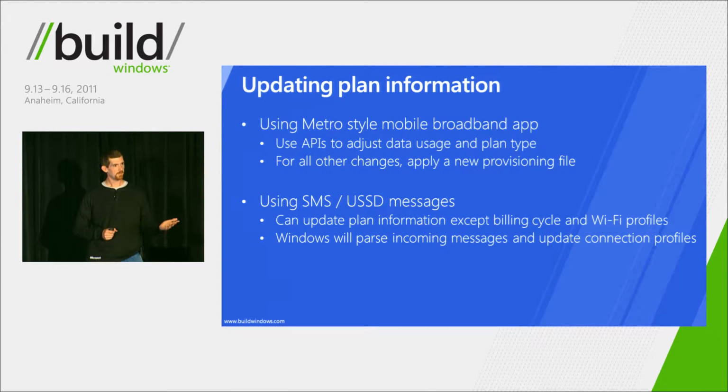Now, this information changes over time, so there are several different ways that you can use to provide the updated version of this information. From a Metro-style mobile broadband app, we have APIs that you can call to directly give us a new value for data usage, because that's changing almost constantly.